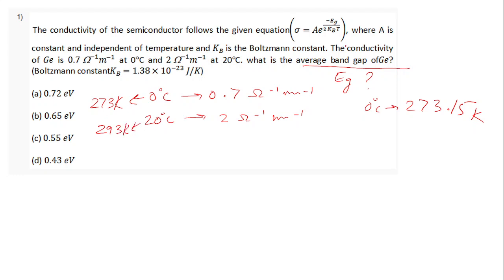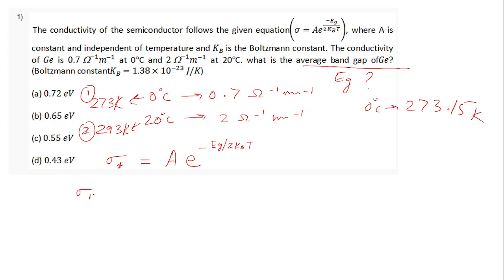This step is very important, otherwise the numerical will go wrong. So always in numericals we need to convert temperatures to Kelvin. That is the best thing to do. So when we substitute these two things here, let's say this is the first situation, second. For the first temperature, this conductivity is given. Let me write the expression that is given: A e to the power minus Eg by 2 kBT, with kBT in the denominator. Just not to confuse, this is the expression given here.